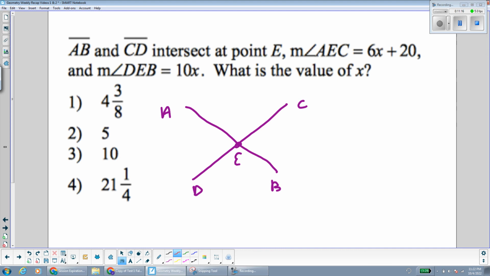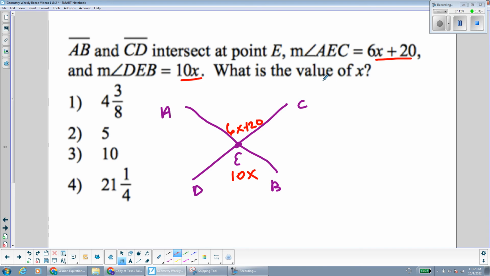That was easy. Measure of angle AEC is 6x plus 20. Measure of angle DEB is 10x. What is the value of x?